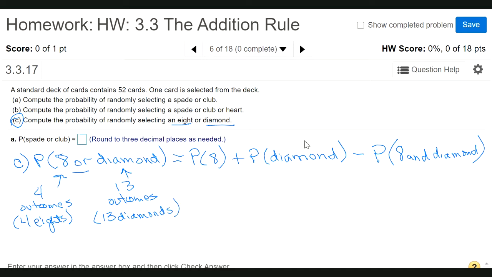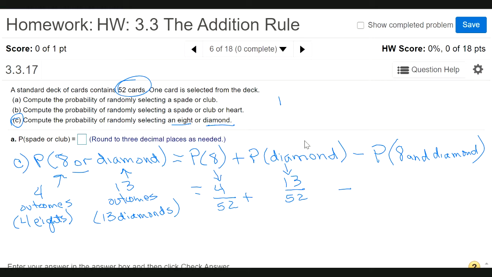So for these first two probabilities, remember when you're talking about a deck of cards, it's 52 for your bottom number. So since there are 4 8s, the probability that the card we draw is an 8 is 4 out of 52. Plus, the probability that the card we drew is a diamond is 13 out of 52 because there are 13 diamonds. Minus, now let's look at this last one.